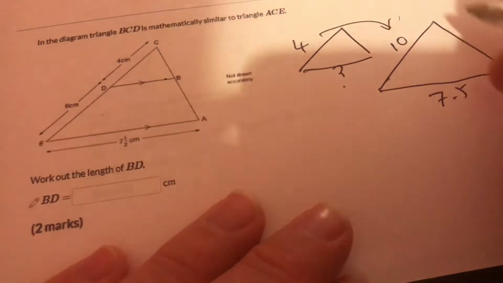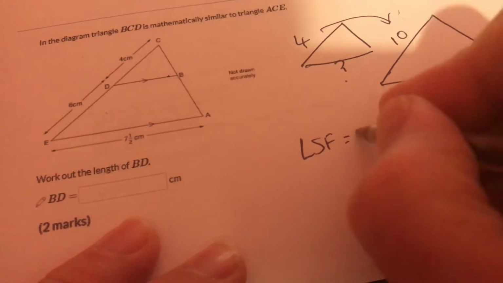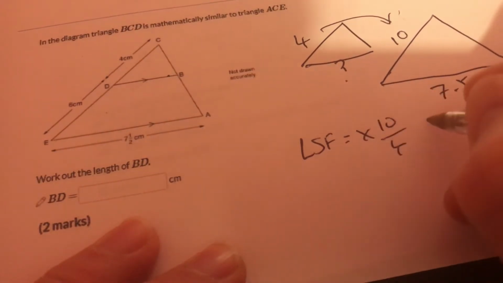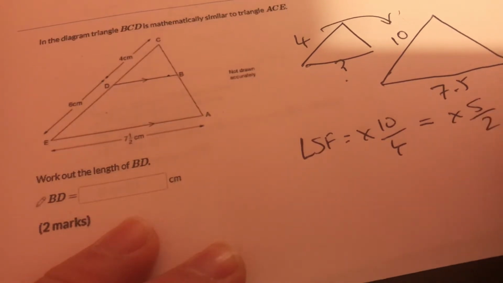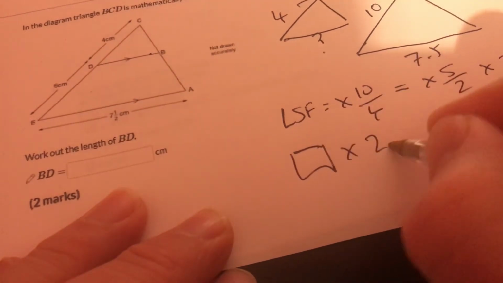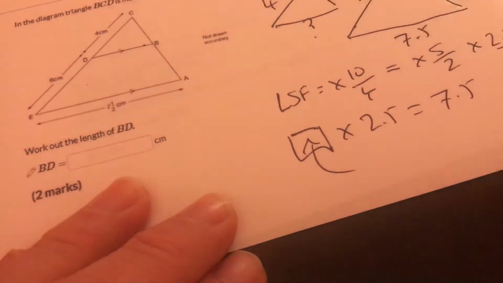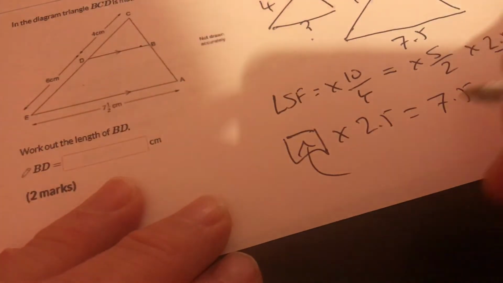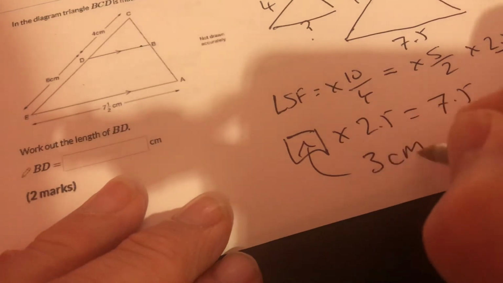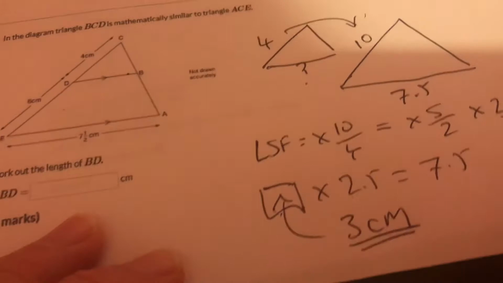Well, you can do this with scale factor. So your length scale factor is multiplied by 10 over 4. Well, that's the same as multiplied by 5 over 2 or by 2.5. So something times 2.5 gives me 7.5. So this missing thing is how many 2.5s go into 7.5? Well, it's 3. So it's 3 centimetres. 3 times 2.5 gives me 7.5.